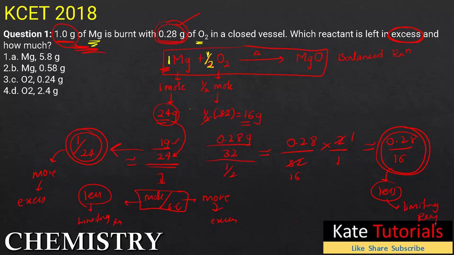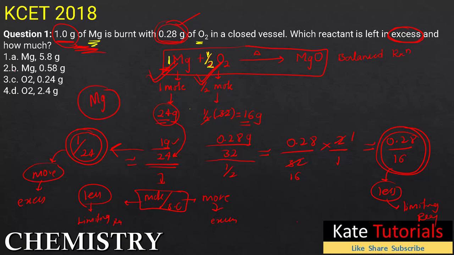So they have asked us to tell which reagent is left in excess. We got this as the more value, so the excess is magnesium, and oxygen is the limiting reagent. So our answer should be: the excess metal is magnesium.